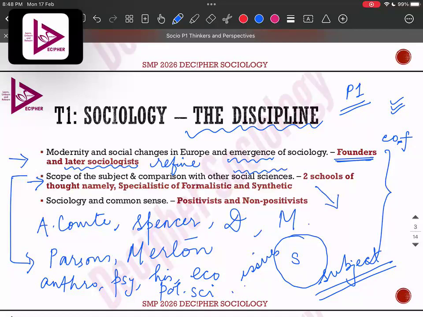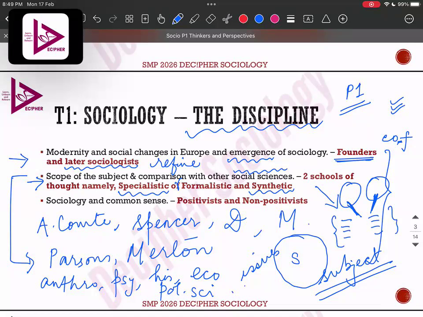Schools of thought means two types of perspectives or ways of thinking, and there were two groups. They had different thoughts about what the scope should be. Their names you will remember later, either specialistic or synthetic. So they had different views. Every school of thought had certain thinkers. So these also we have to remember.